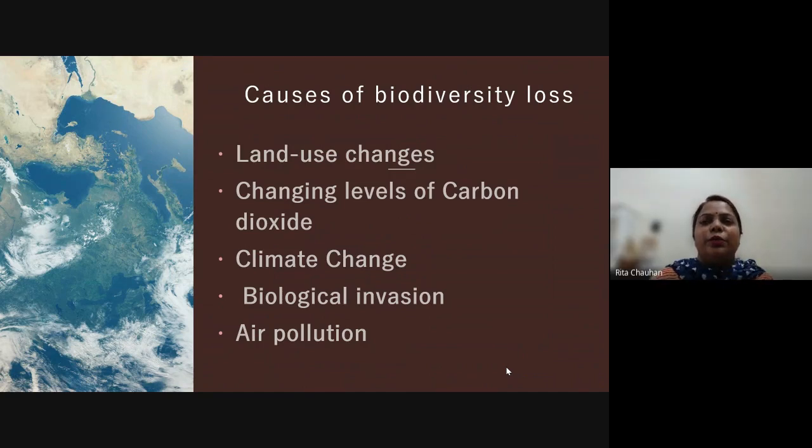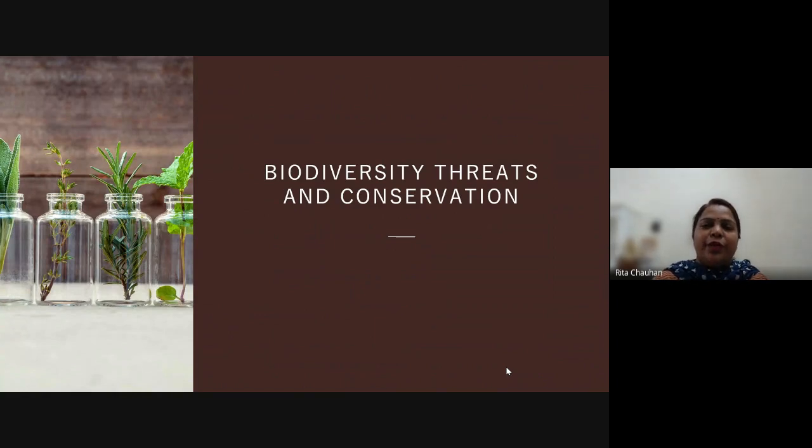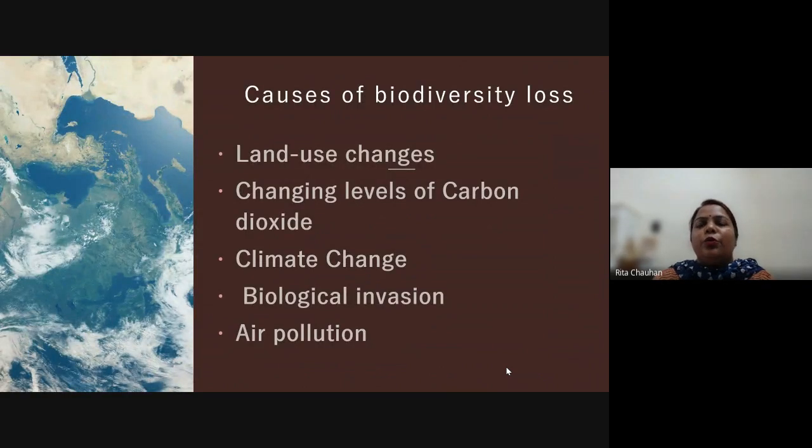So, today we have already completed units 1 to 7, and today we are going to have unit 8, regarding biodiversity threats and conservation. In the last session, we learned what biodiversity is: diversity at different levels, at the species level, the genetic level, and the individual level. Now we are going to understand the causes due to which biodiversity is getting lost.